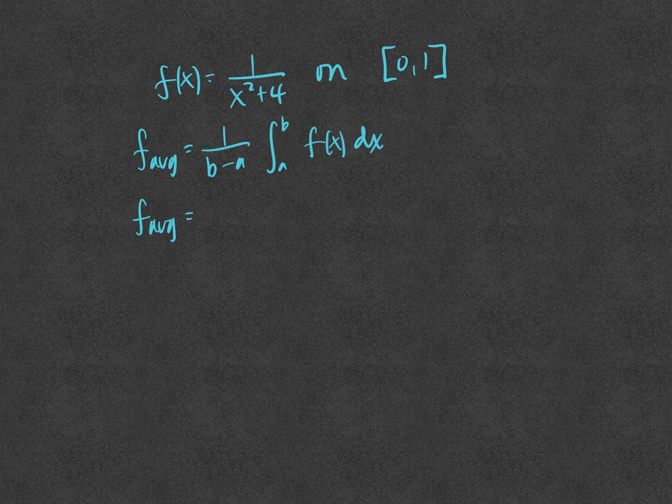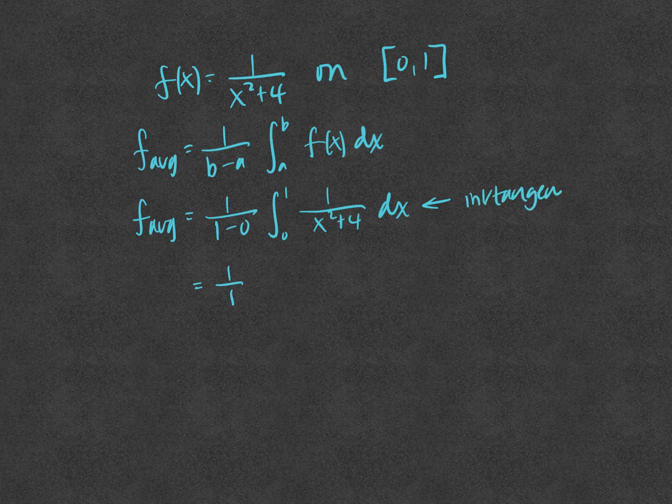So the average value of the function is 1 over 1 minus 0, the integral from 0 to 1, and we're integrating 1 over x squared plus 4 dx. So 1 minus 0 is 1. That's nice and pretty. Now when we integrate this, this is our inverse tangent integral. So that means that a equals the square root of 4, which is 2. That's an integral you should learn.